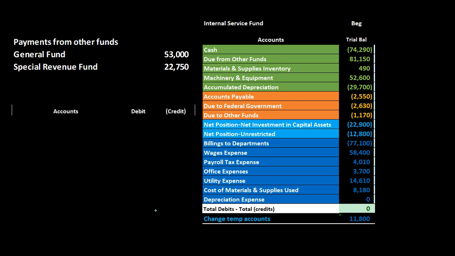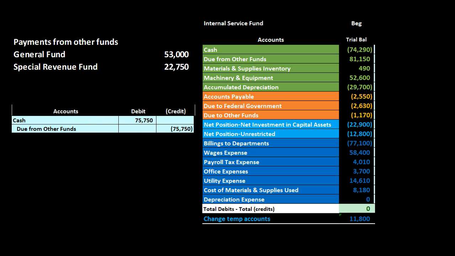Next transaction, payment from other funds to the general fund and the special revenue fund. Let me rephrase that. The general fund and special revenue fund are now paying the internal service fund. So now we're getting cash from the internal service fund. This would be a typical kind of transaction we would think in a for-profit organization where we invoice a client, then we get payment from the clients that we invoiced in the future, cash then going up. So we're going to increase the cash. The other side you would think in a for-profit organization would be accounts receivable. The other asset then going down, accounts receivable.